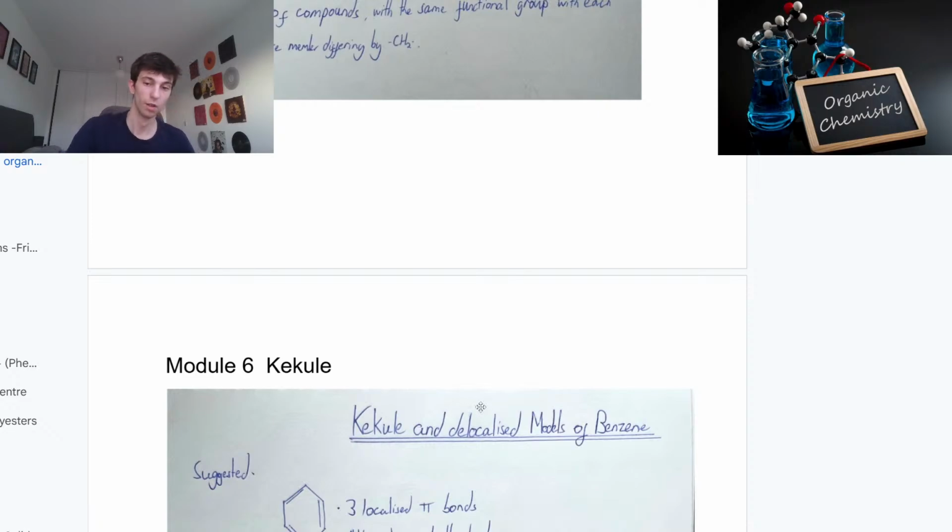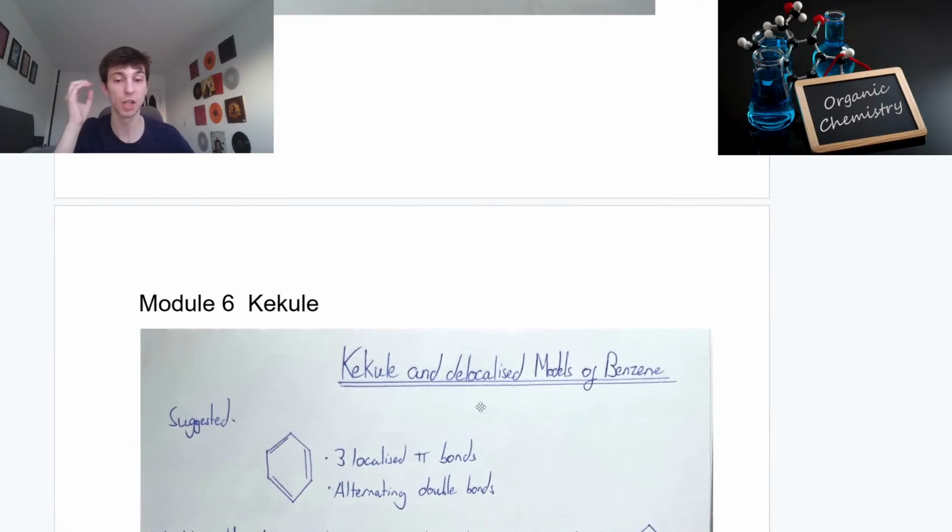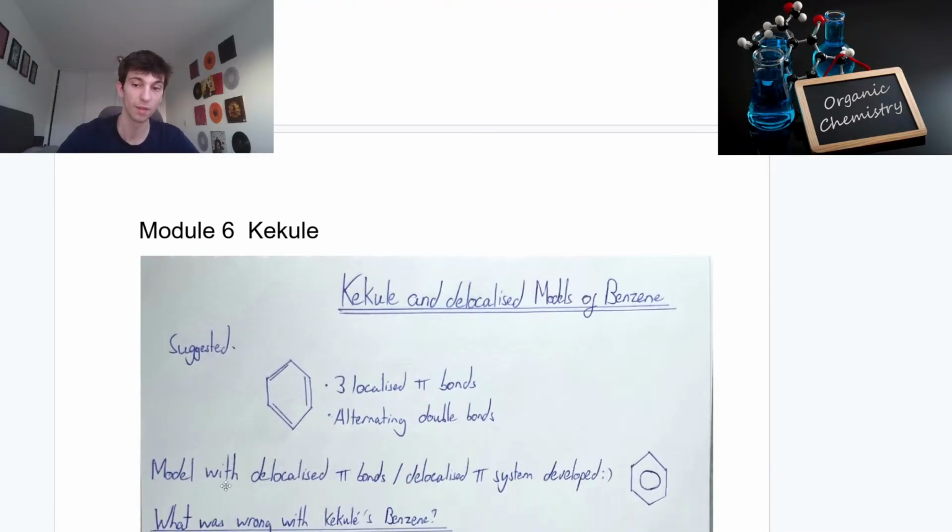Okay. So what did Kekulé suggest? Kekulé suggested three localized pi bonds. So we have these alternating double bonds. That's what he suggested. Then the model of the delocalized pi bonds and delocalized pi system was developed. You can say pi system, ring of delocalized electrons, delocalized pi bonds, delocalized ring of electrons. All these things tend to be acceptable in mark schemes.